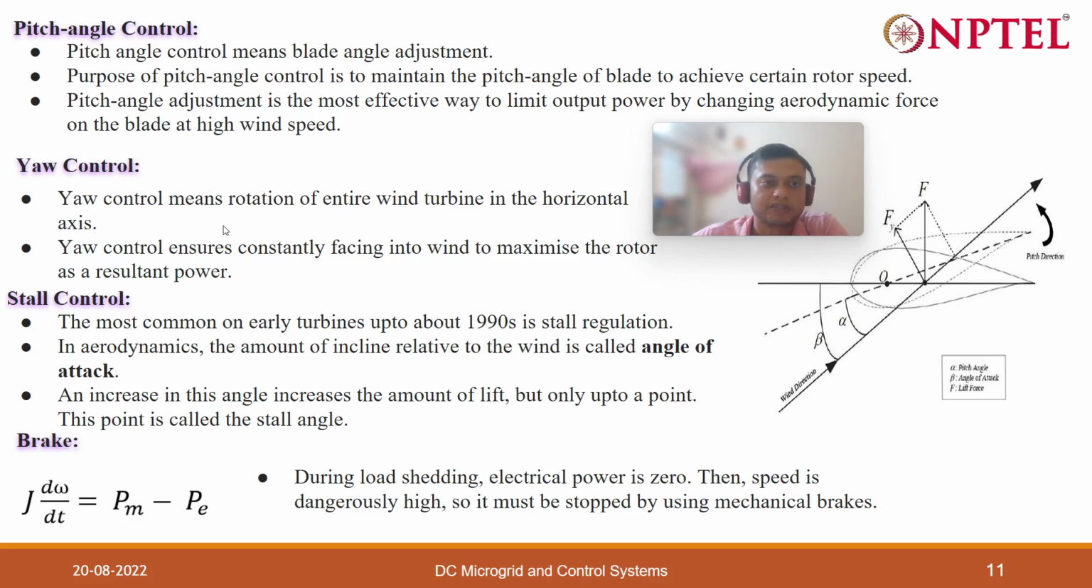And yaw control means rotation of the entire wind turbine about the horizontal axis, and this ensures it is constantly facing into the wind to maximize the rotor's resultant power. And here I have shown the pitch angle. If you see, this alpha is the pitch angle.